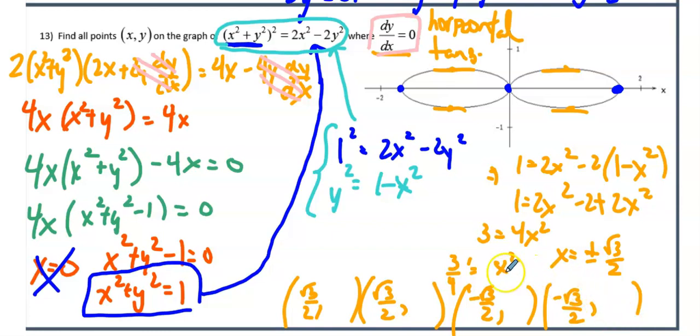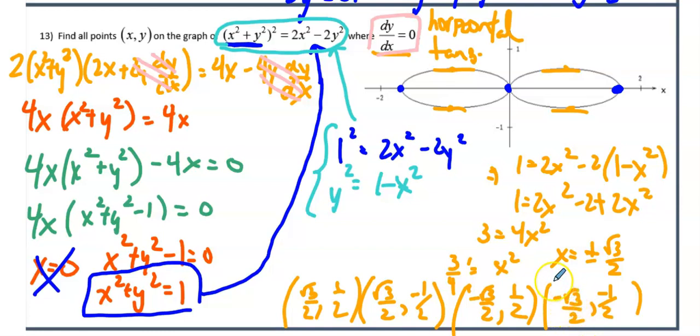And then all you have to do, and I'm going to save some time here, is plug these values back into this equation, and then you're going to get 1/2. And they're all going to be 1/2. So this is the first quadrant, there's the fourth quadrant, there's the second quadrant, and there's the third quadrant.